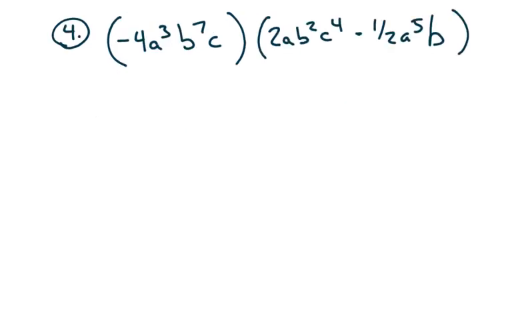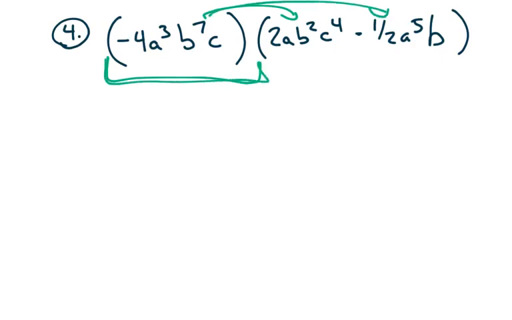Alright, next up, a little bit uglier, but still the same process. Take this, multiply by this, take this again, and multiply by this. So go ahead, pause the video, give it a shot, try it on your own, see if your work compares to mine. So if I do this, negative 4 times 2, it's going to give me negative 8. A, remember this is a to the first, this is a to the third, so that's going to give me a to the fourth. I'm just adding.